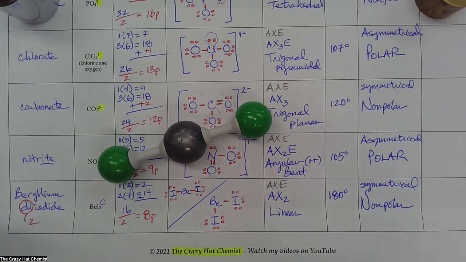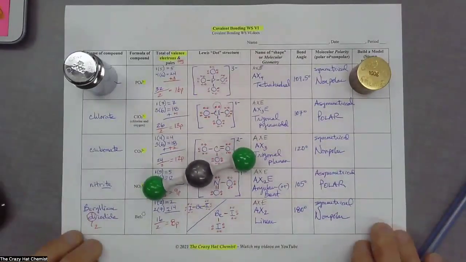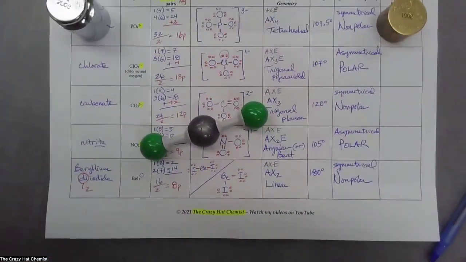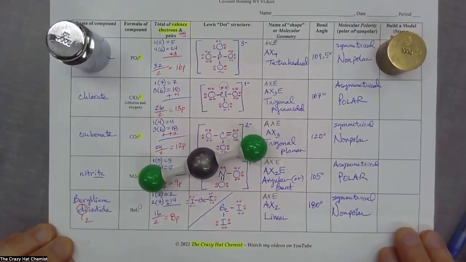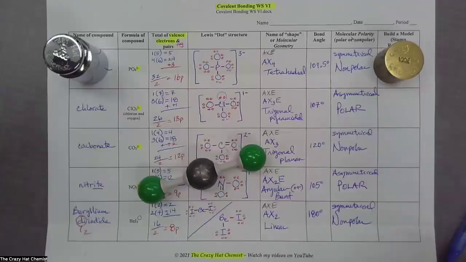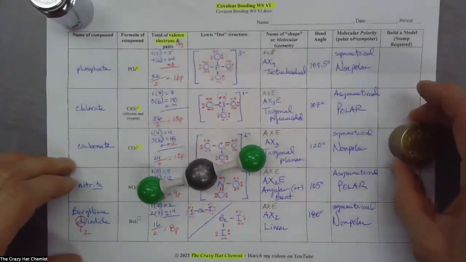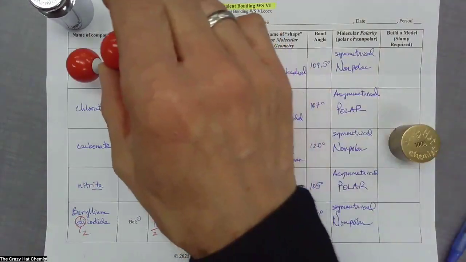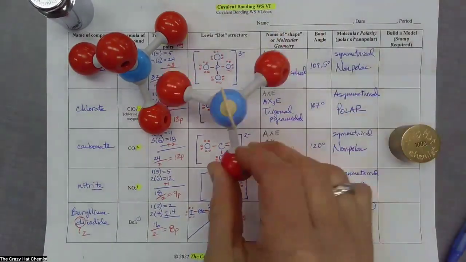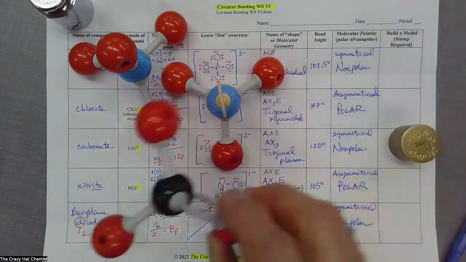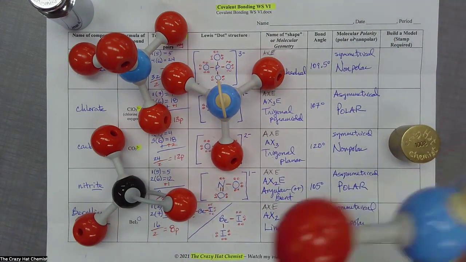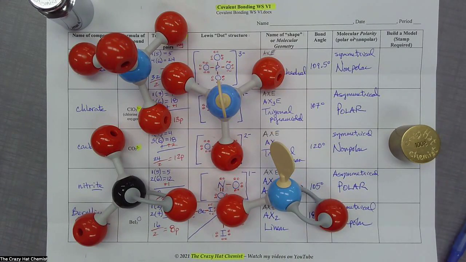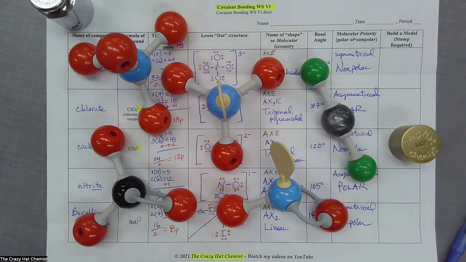All right, let's zoom on out and show this entire worksheet here. Okay, maybe not too much. Here we go. Here is the covalent bonding 6 worksheet. Okay, and so what do we have? We have phosphate. We have chlorate. We have carbonate. We have nitrite. And we have beryllium diiodide. And the only thing that's not on here that is on the back of the sheet of paper are the resonance structures for both carbonate and nitrite.